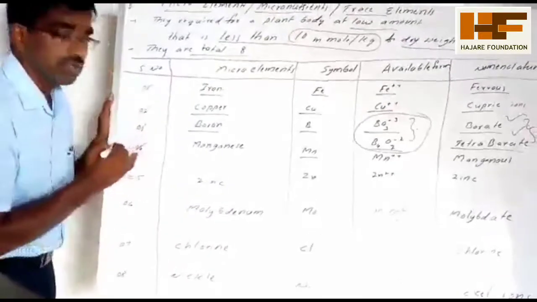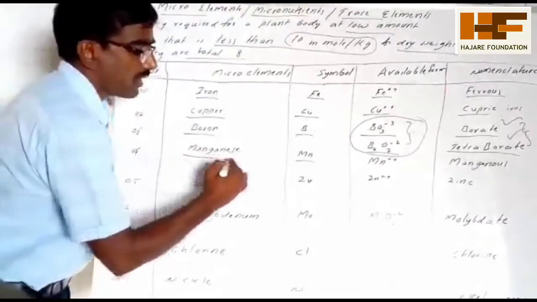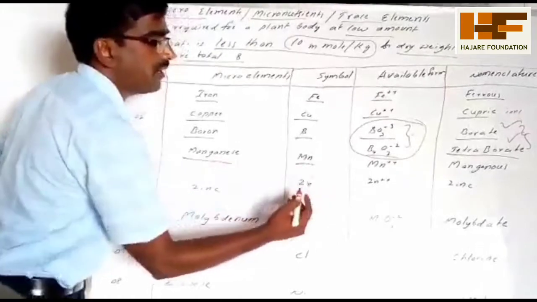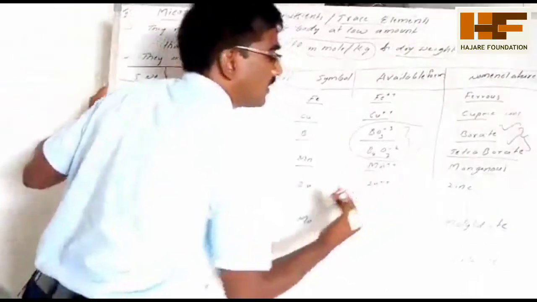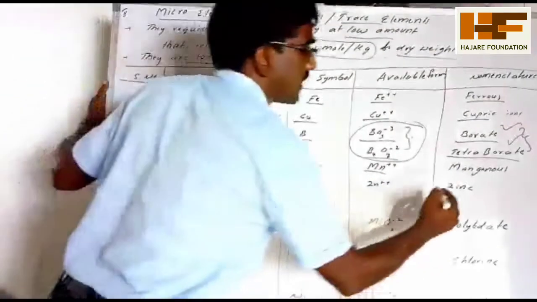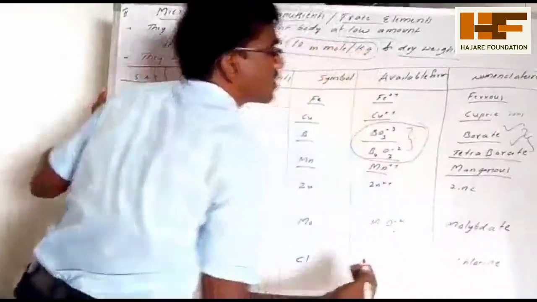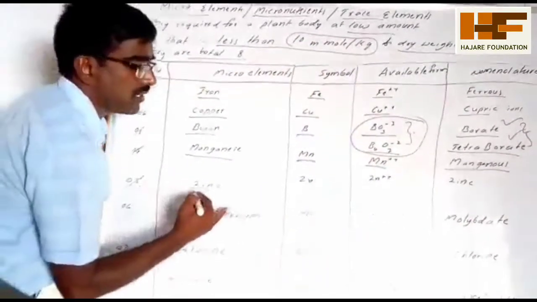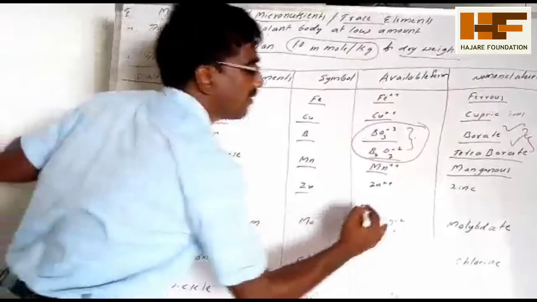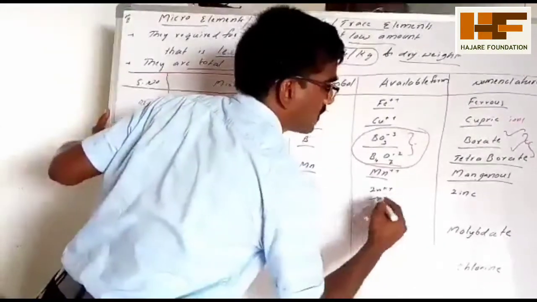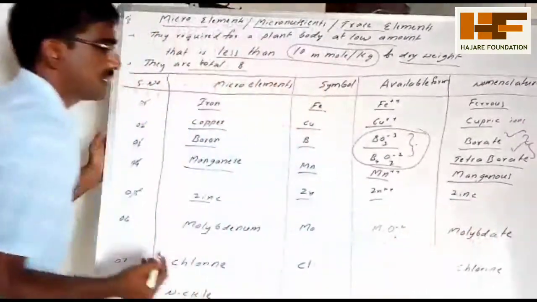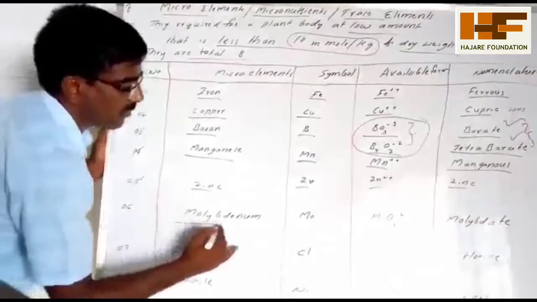Now the fourth element is manganese. The symbol is Mn, but the form available from the soil is Mn++, that is manganese ions. The fifth one is zinc. Symbol is Zn, but the available form is zinc ions, Zn++. Zinc ions.